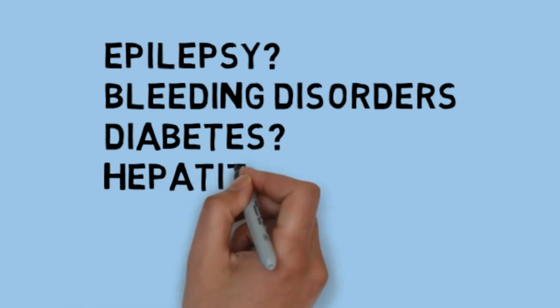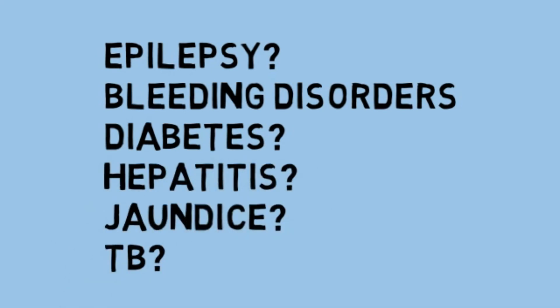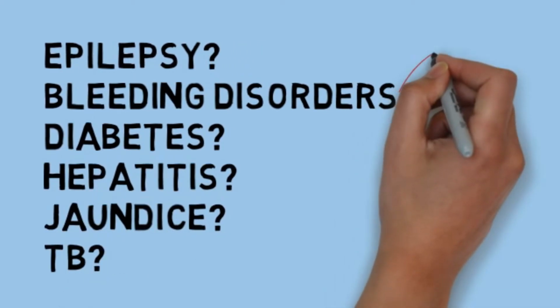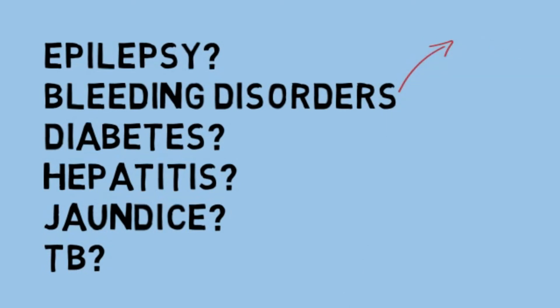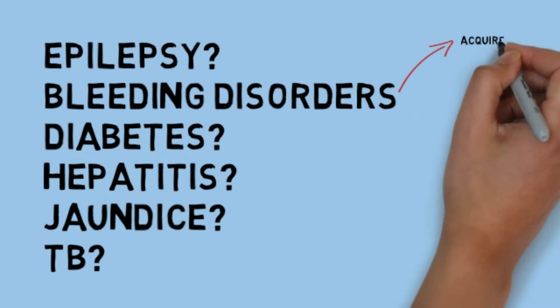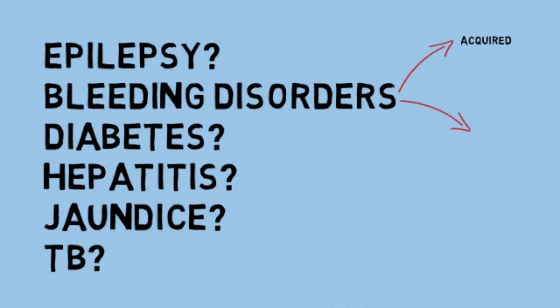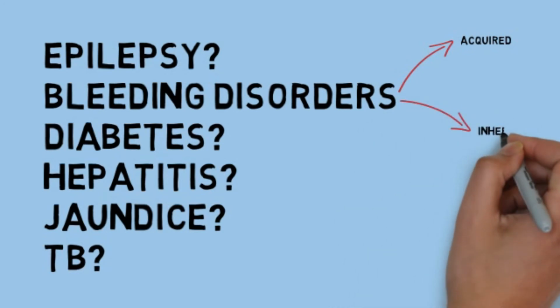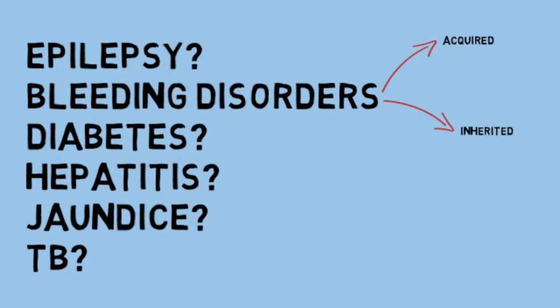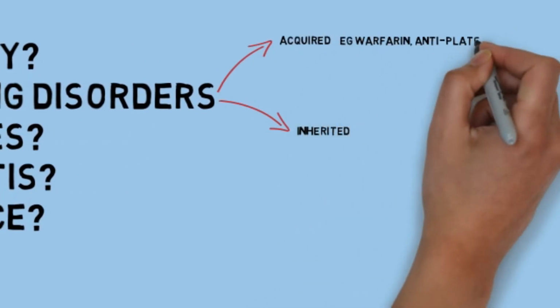Diabetes? Hepatitis? Jaundice? Tuberculosis? So if they've got any bleeding disorders, we need to determine what kind of bleeding disorders they have. Is it acquired or is it inherited bleeding disorders? Are they taking warfarin? Are they taking other blood thinning medication that we need to be aware of?